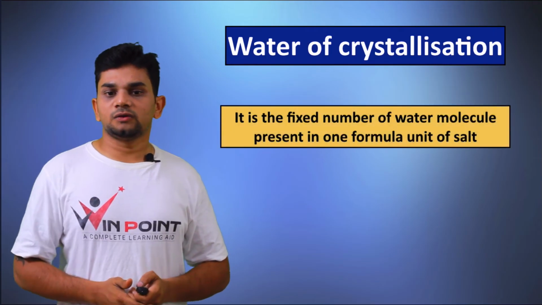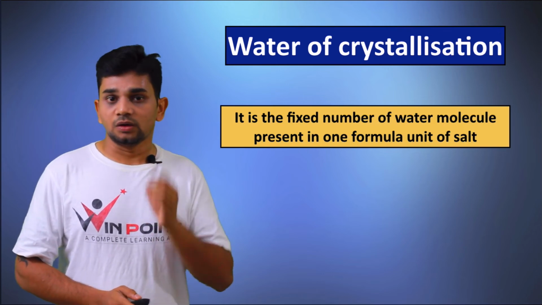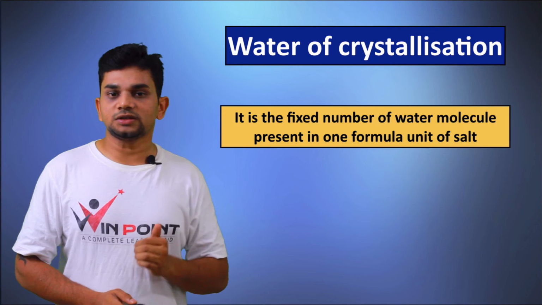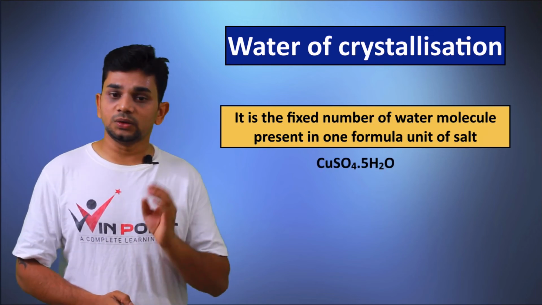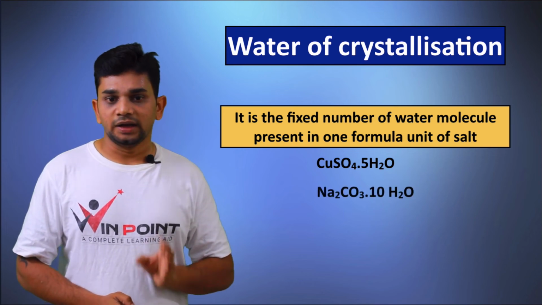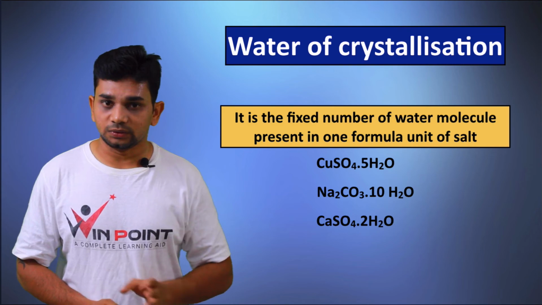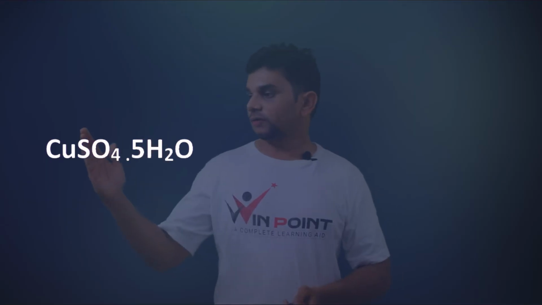It is a fixed number of water molecules present in one formula unit of salt. If we are taking one formula unit, how many water molecules are there? That number is known as water of crystallization. We can discuss some examples. CuSO4.5H2O, Na2CO3.10H2O, CaSO4.2H2O. These are the compounds which have water of crystallization.